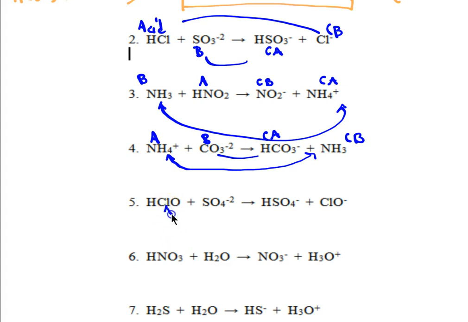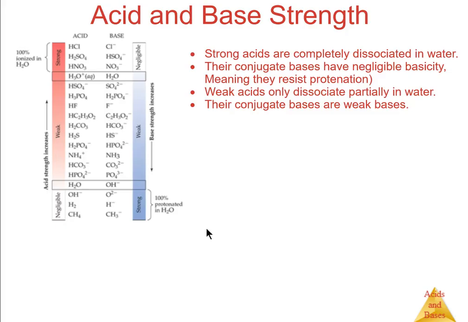All right? HClO goes to ClO minus. So there's your acid. There's your conjugate base. That means this is your conjugate acid, and there's your base. Are we okay with that? All right? If I just asked you without this, it's hard, but once we go over it, they're really not that bad, hopefully. Okay. Acid and base strength.